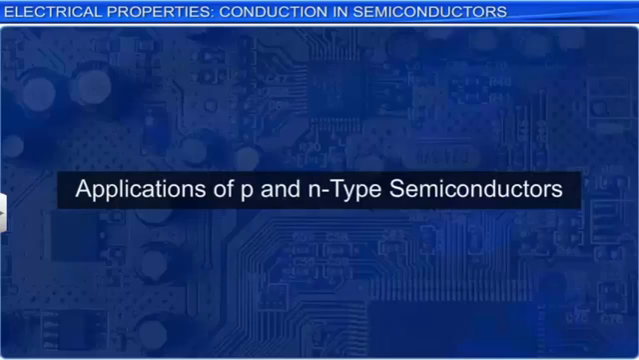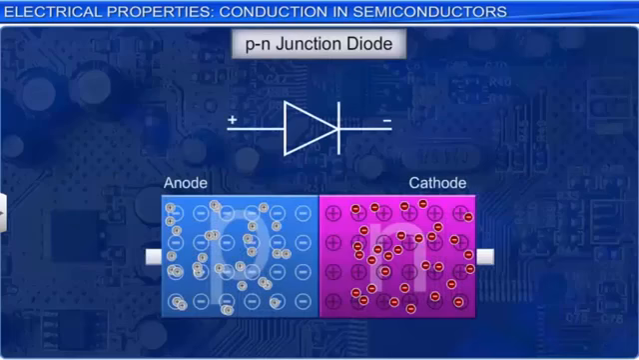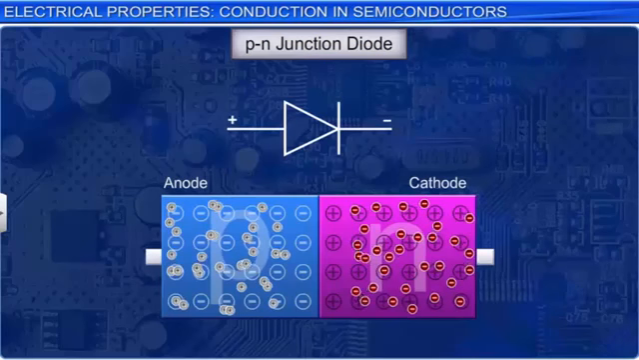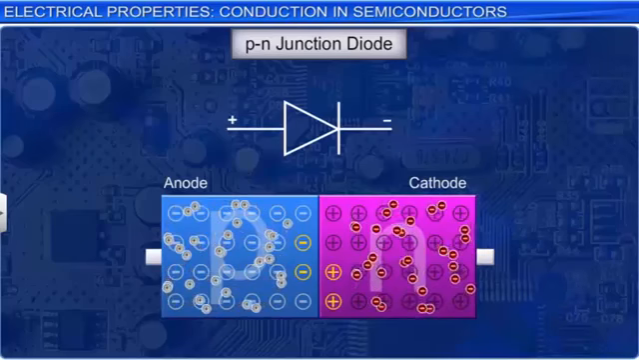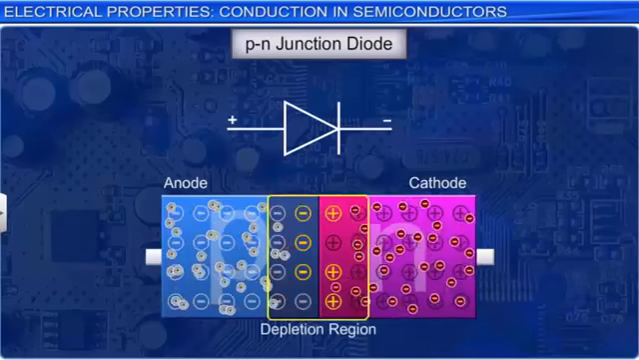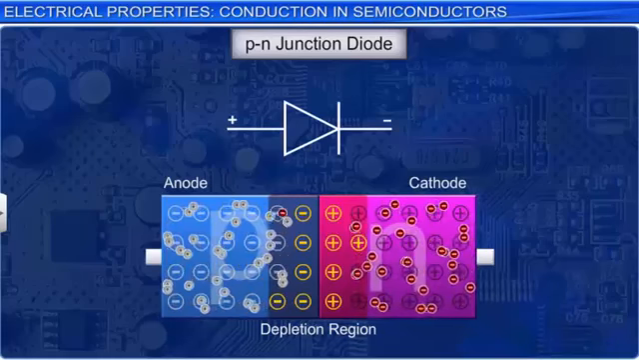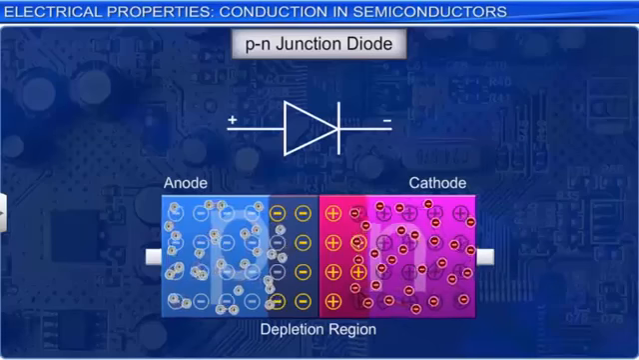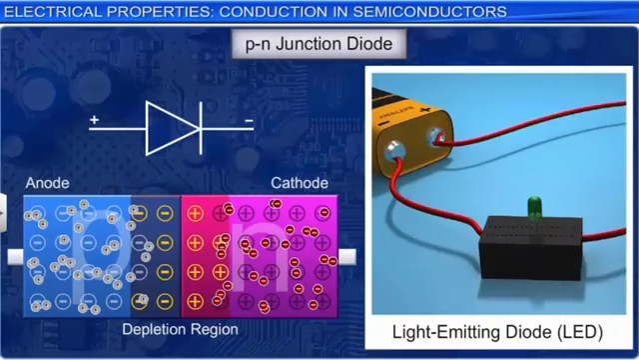Let us now take a quick look at the applications of P and N-type semiconductors. The most important application is in a p-n junction diode. Here, a P-type and an N-type semiconductor are brought together in close contact, creating a depletion region. In the depletion region, P-type holes recombine with N-type free electrons, allowing current to pass. In a light-emitting diode, LED, this current produces light.